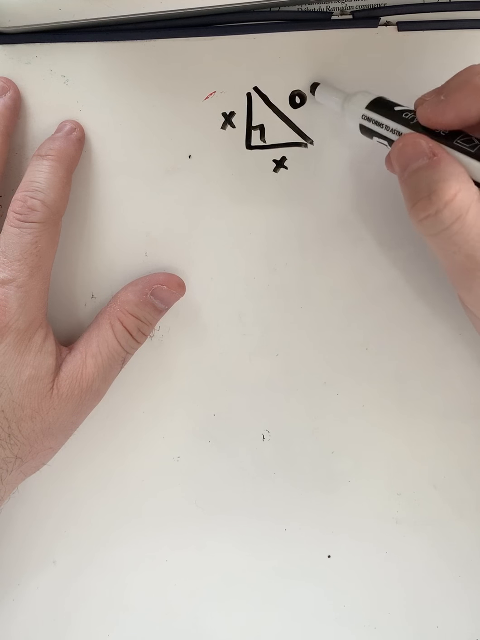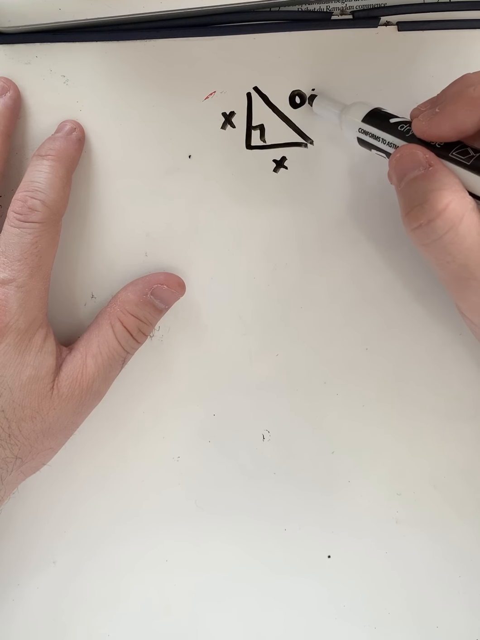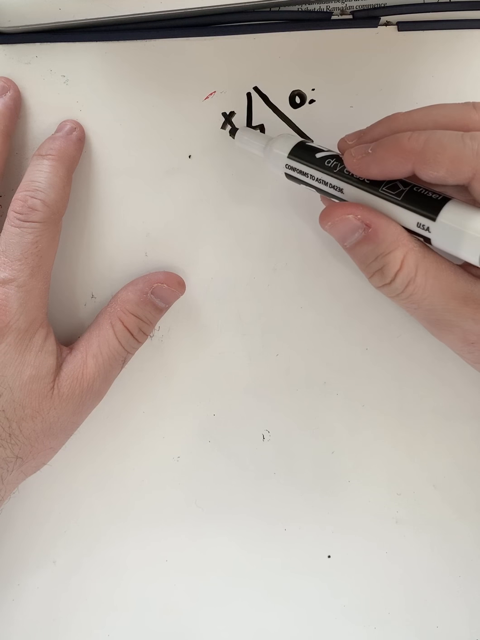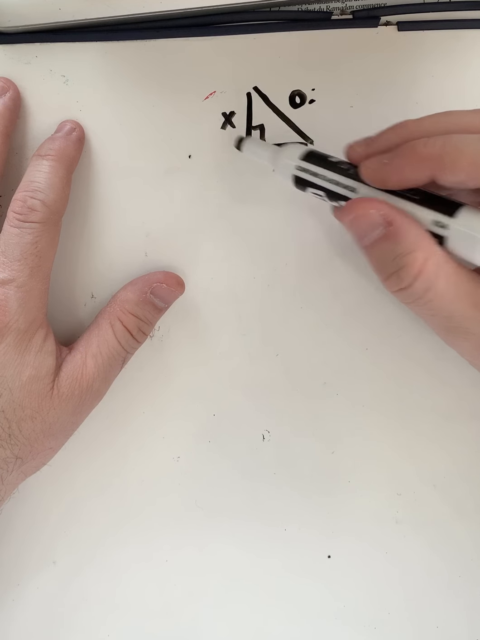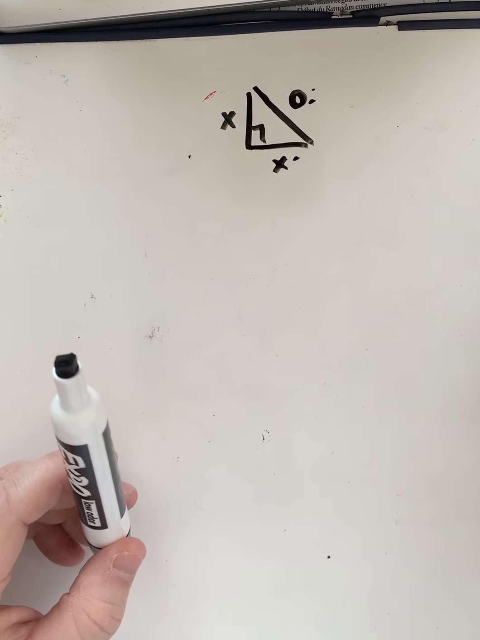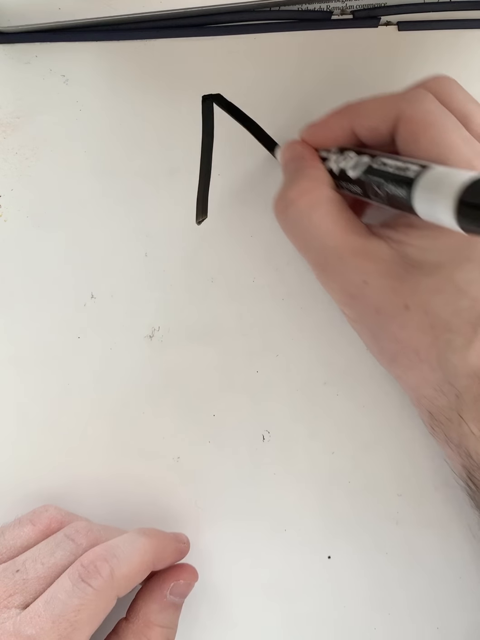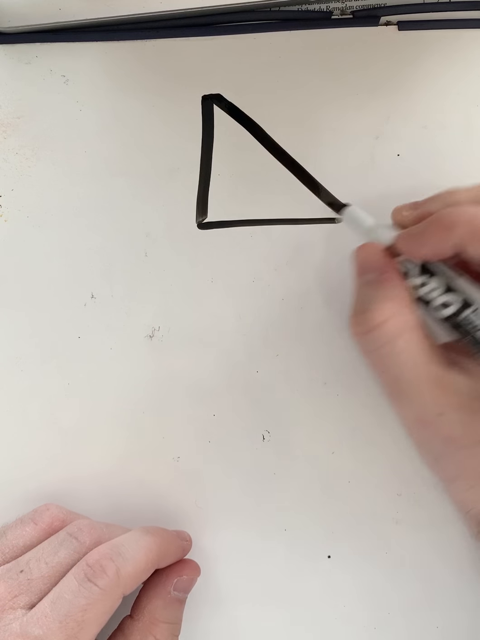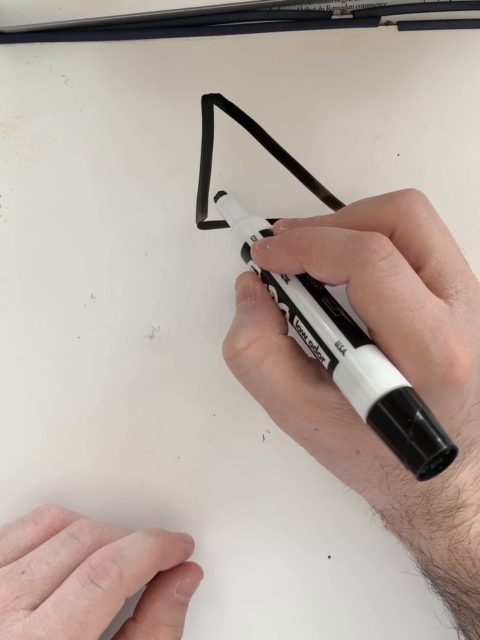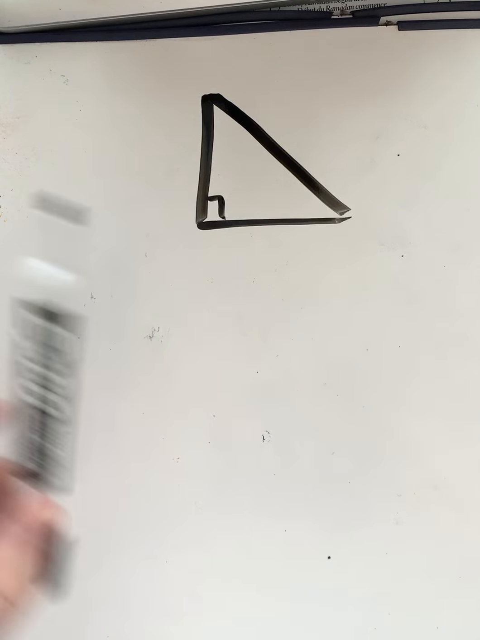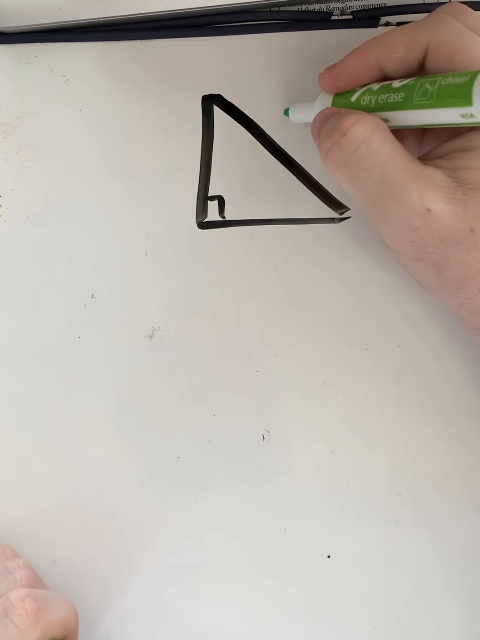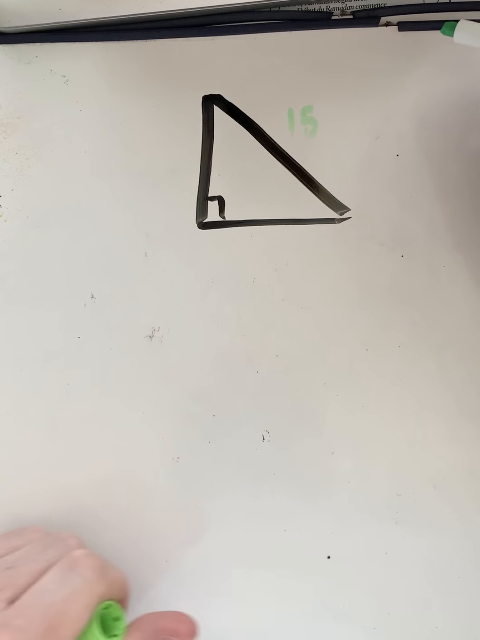So when given two of the measurements, when given the hypotenuse and one of the legs, how can we find that other leg, whether it be this one or this one? So let's begin here. Let's say I'm given a right angle triangle. Back to the good old easy one. And I know the hypotenuse is 15, okay?